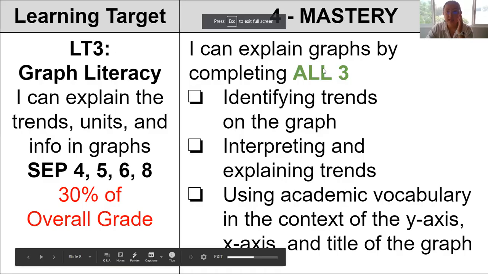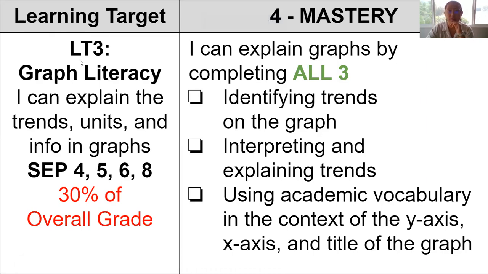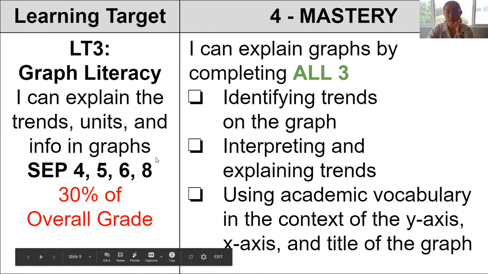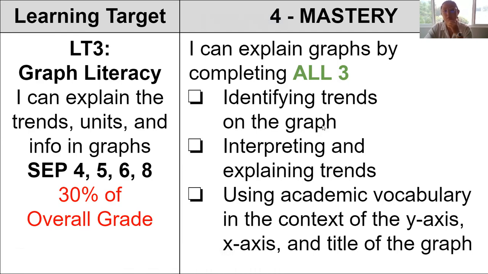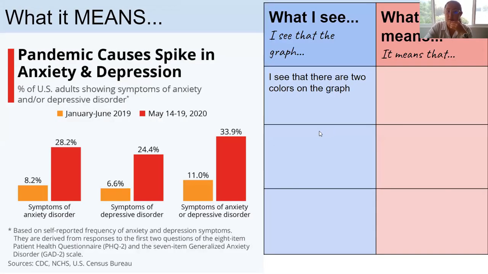And so the reason I did that is because this class, I want to focus on graph literacy, which is our learning target 3. So your learning target 3, by the end of this quarter, I want you to be able to explain trends, units, and information on a graph. And so you should have all 3 of these mastered by the time the end of the quarter rolls around. Because our unit is COVID centered, we're going to look at a graph that is about COVID and mental health and how COVID has had an effect on a lot of people's mental health.